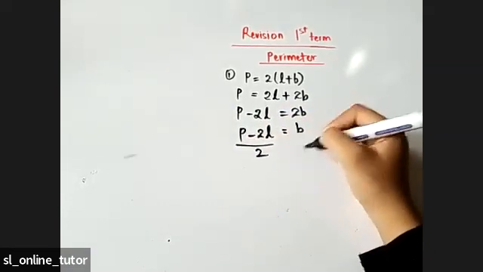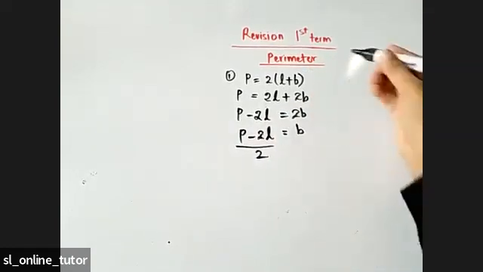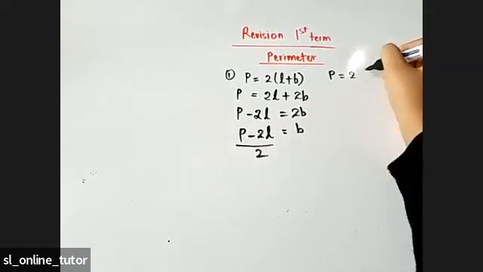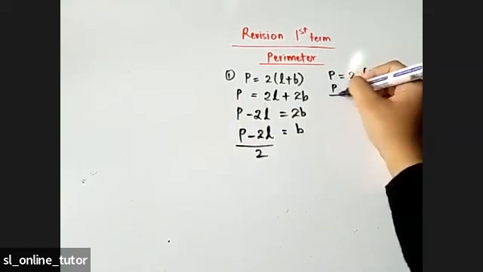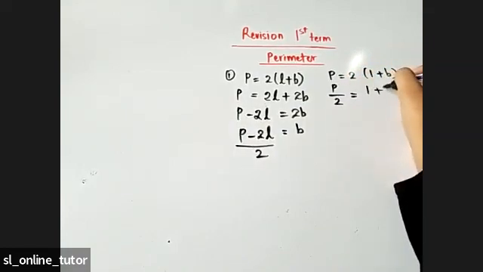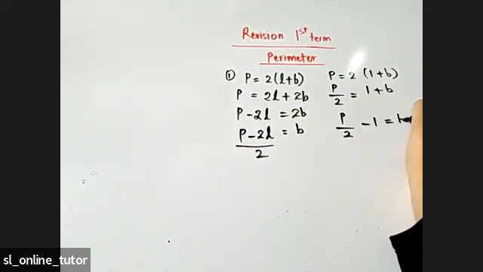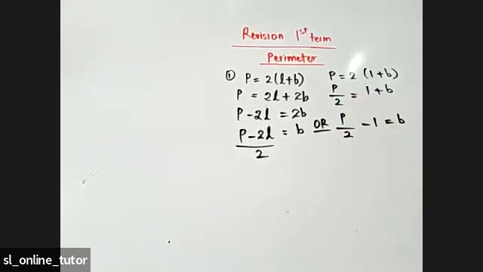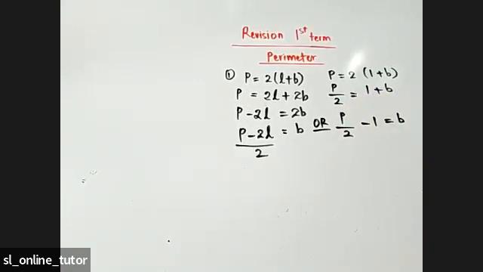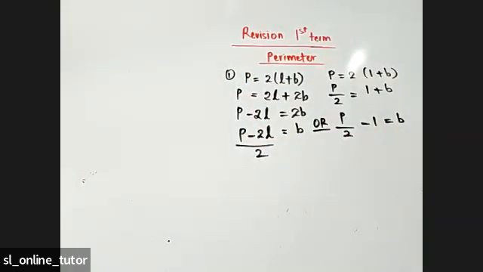I gave marks for these type of answers also, because if you consider it as L, this is the answer. But some students, I noticed, took it as 1 plus B. This L they have taken as 1. If you do it in that manner, your answer is P upon 2 equals 1 plus B, so P upon 2 minus 1 equals B. This is also accepted. So one of these answers should be there, right? So how many marks are you getting for this? 2 marks. First question, you are getting 2 marks.